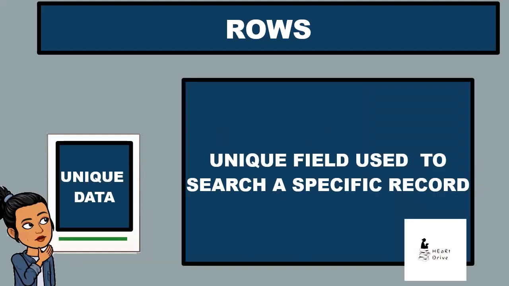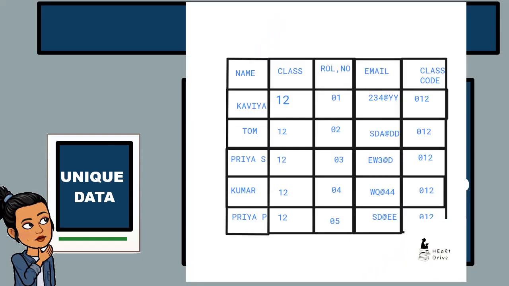Primary key. Primary key is a unique data which is used to select a particular record from a table. For example, in this table, if you want to find the details of Priya, you can't search as Priya because there are two Priyas. So you have to use a unique data to get all the details of the Priya you want. If you use the roll number as primary key, you will get the required details easily. In this table, roll number could be used as a primary key.